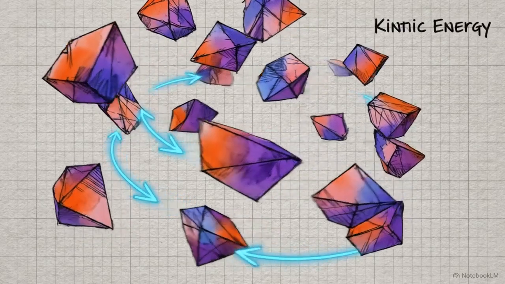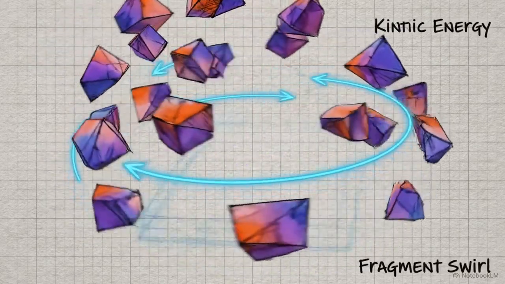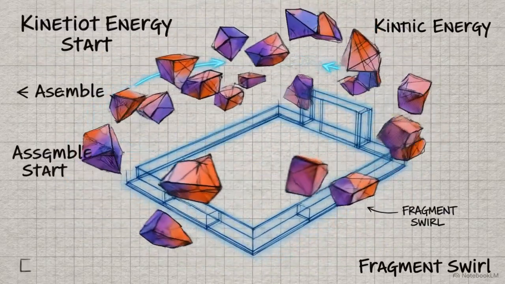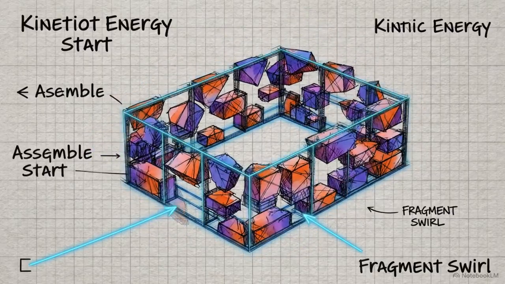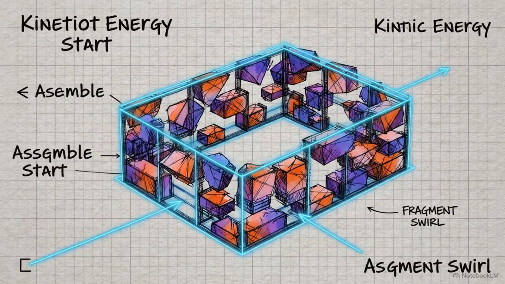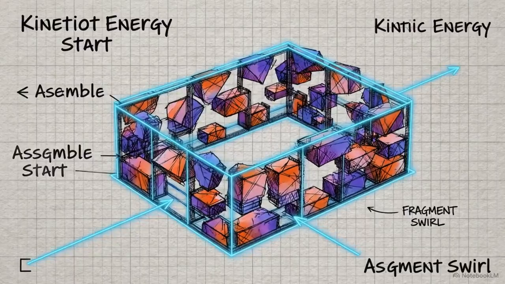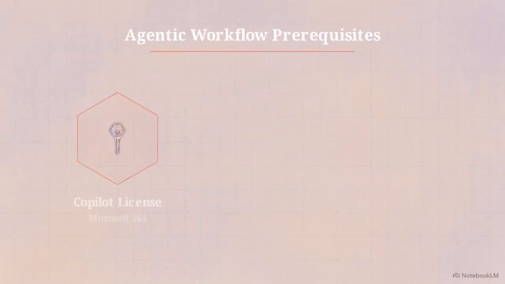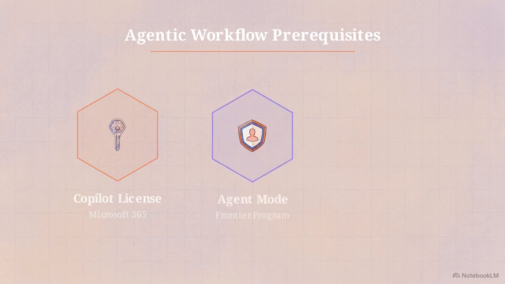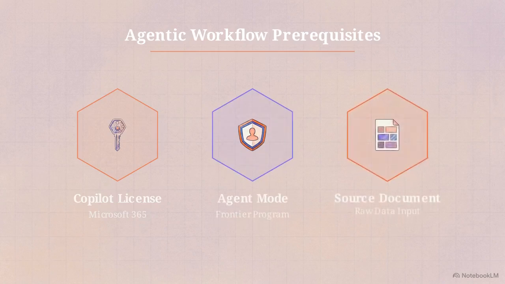This physical transformation, a monolithic block of text shattering and reassembling into a structured architectural blueprint, maps directly to an autonomous AI agent inside PowerPoint. To run this process, you need a Microsoft 365 Copilot license, access to the Frontier program's agent mode, and a source document to provide your raw data.